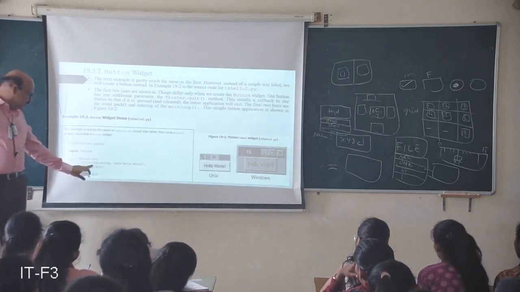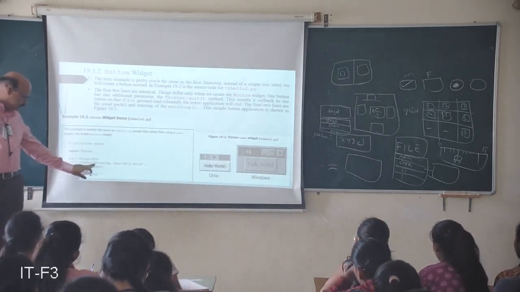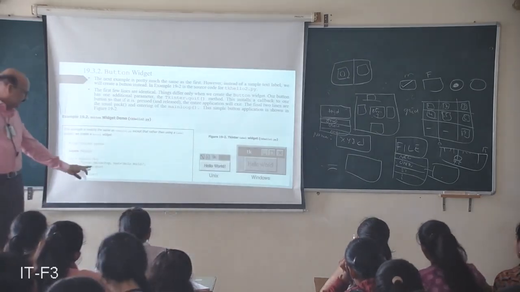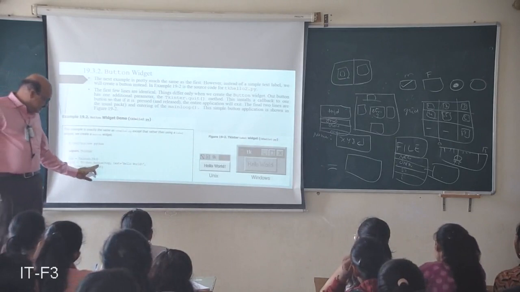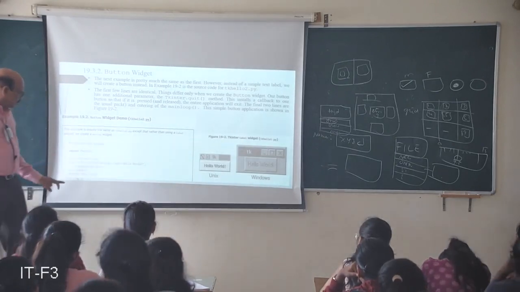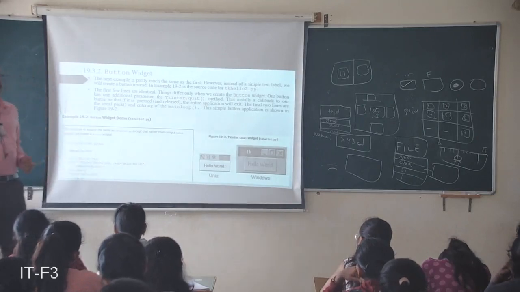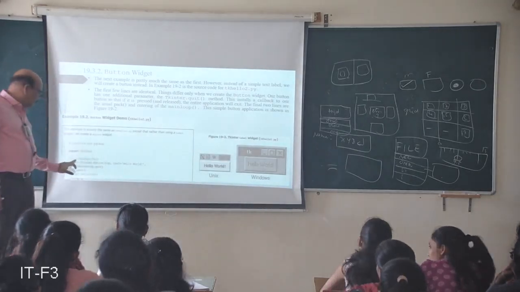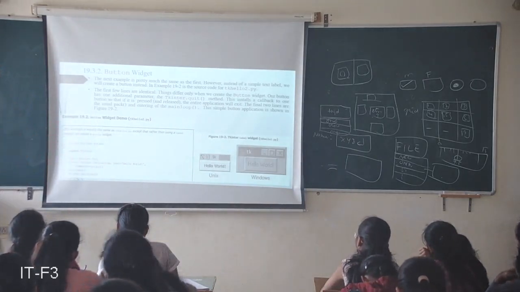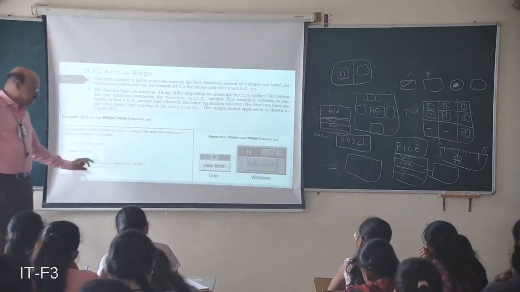tkinter dot Button, Button is the name of the class in the tkinter package. So we are creating an instance of this Button. What are the parameters? First, top. Where do you want to place this button? In the top. So what is this top? Top is the already created window. So in the already created window, we are creating this button.